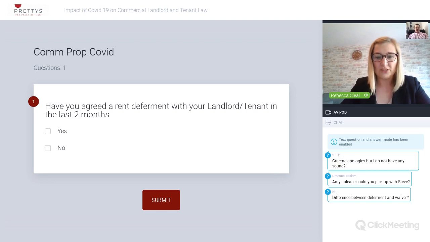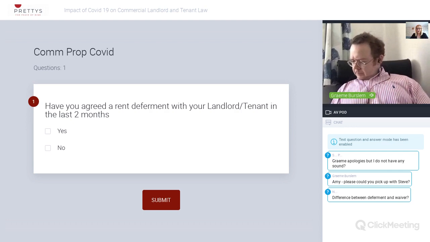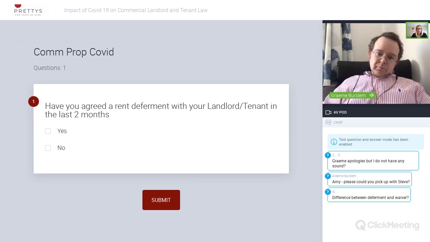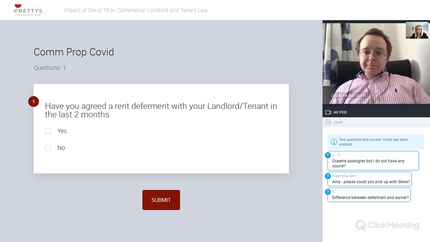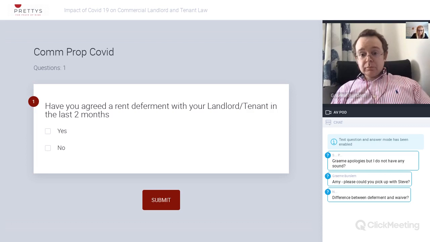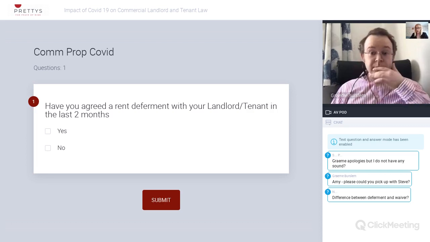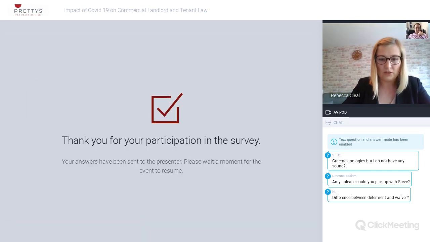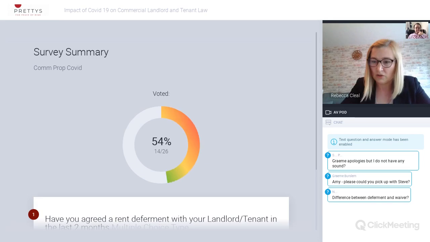Personally, I don't have any tenants, so I'm going to say no. Get a sense of where we are. Excellent. Okay, I can't see that we've got any more. Where are we? Can't actually scroll down to see what the results are. How infuriating. Right, let's end voting. Share results. Oh, look. There we go. Graeme, I can't see the answer.